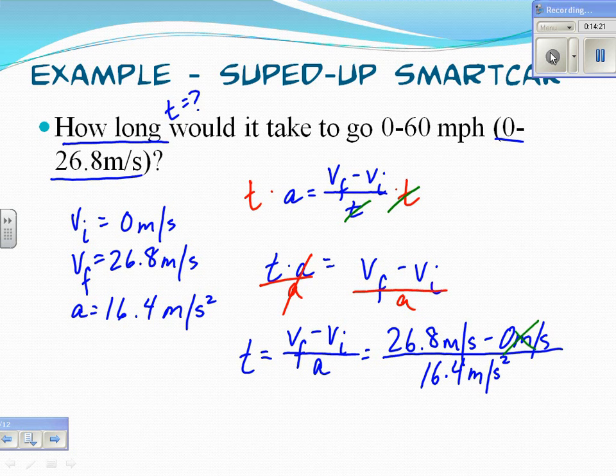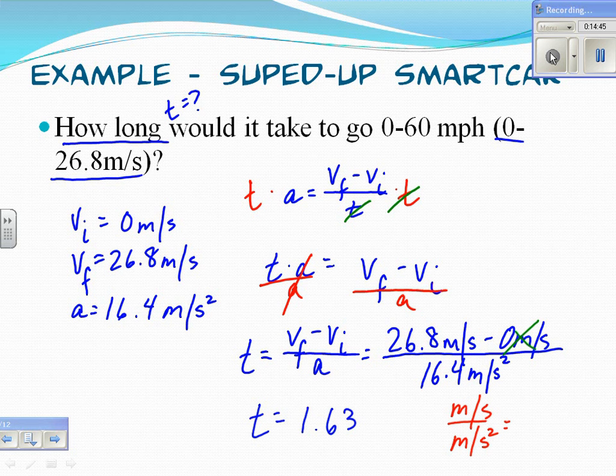Obviously this one's nothing, so we just need to take 26.8 meters per second divided by 16.4 meters per second squared. Gives us 1.63.